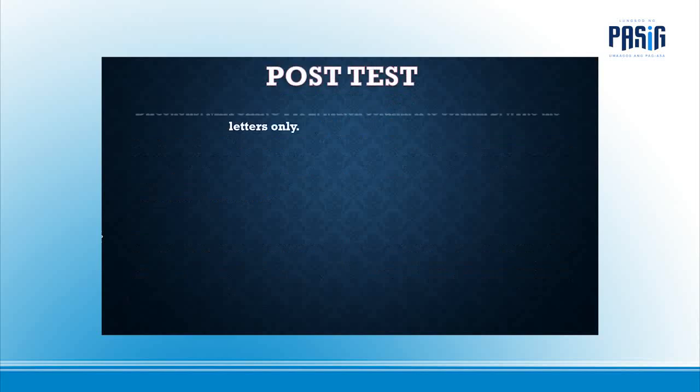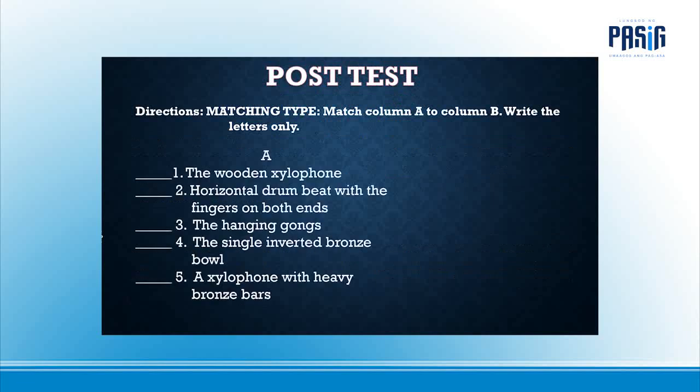Pause test. Directions. Matching time. Match column A to column B. Write the letters only. For column A, here's the question. Number 1, the wooden xylophone. Number 2, horizontal drum beaten with the fingers on both ends. 3, the hanging gongs. 4, the single inverted bronze bowl. And number 5, a xylophone with heavy bronze bars.